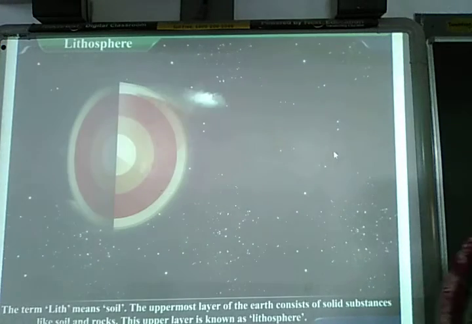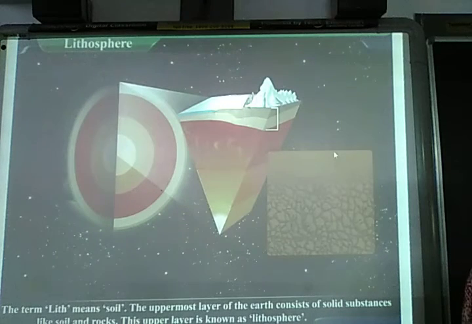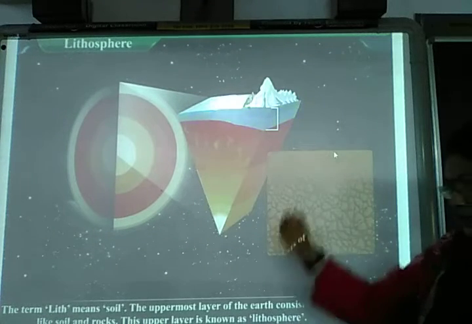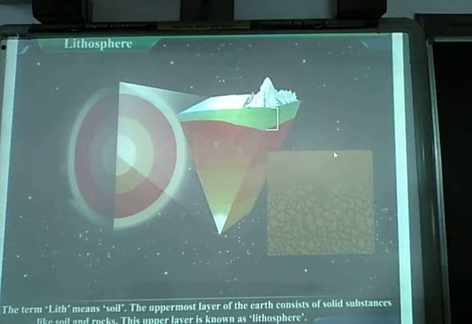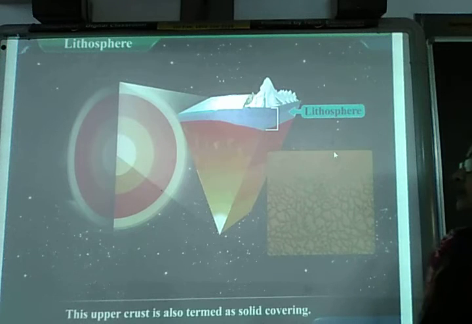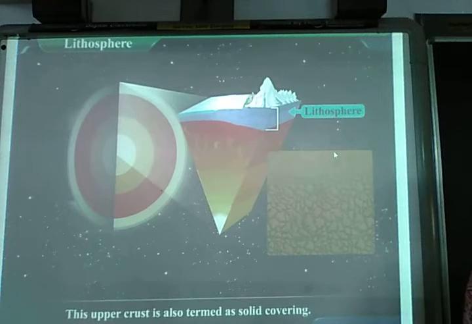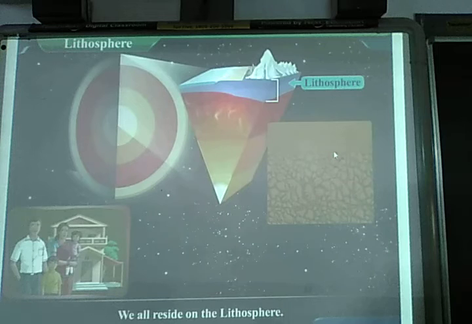Lithosphere. The term lith means soil. The uppermost layer of the earth consists of solid substances like soil and rocks. This upper layer is known as lithosphere. This upper crust is also termed as solid covering. We all reside on the lithosphere.